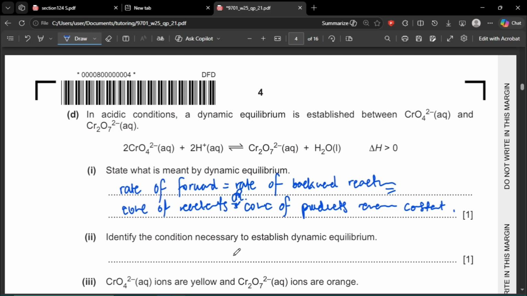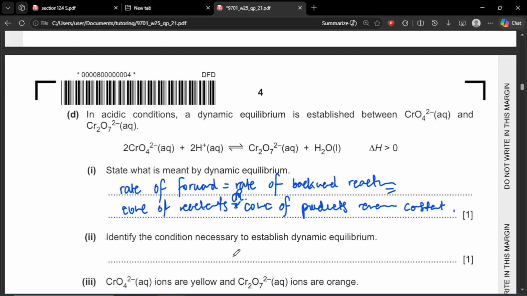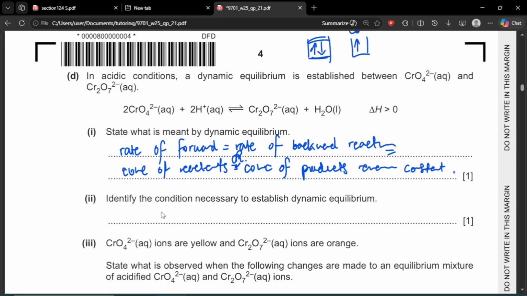Easiest. Anyways, identify the condition necessary to establish dynamic equilibrium. Now, dynamic equilibrium is basically achieved by having a closed system. For example, there's evaporation occurring here and condensation occurring here. This can only be possible if there's a closed system. If there's not a closed system, evaporation is going to happen and none of the gas is going to return. It's going to disperse. Therefore, there's going to be no condensation, so a closed system is required for dynamic equilibrium to be reached.